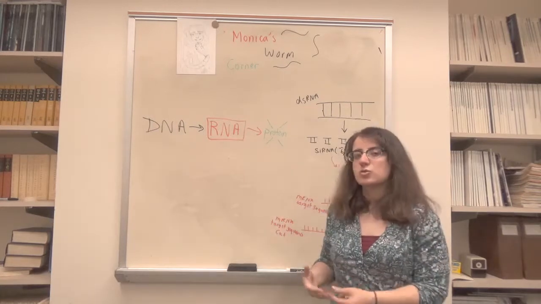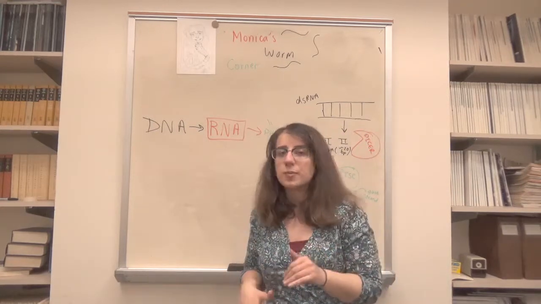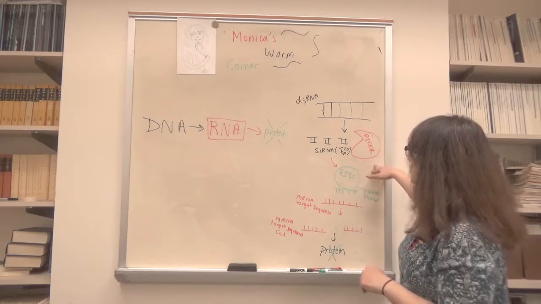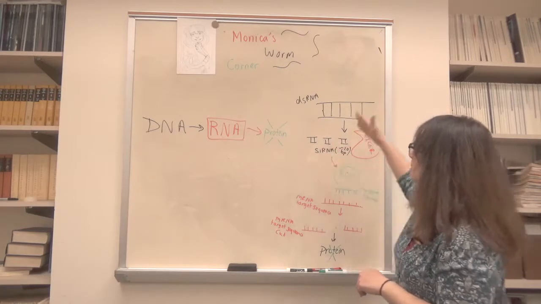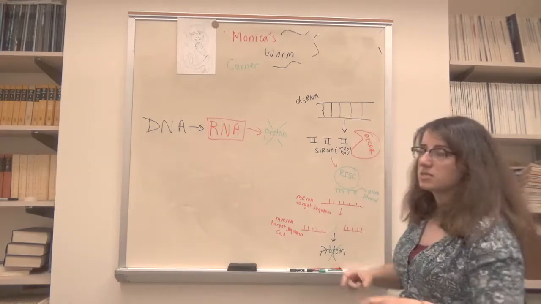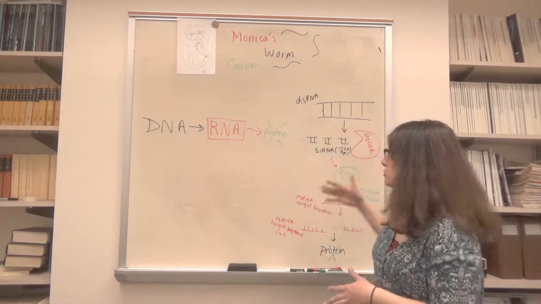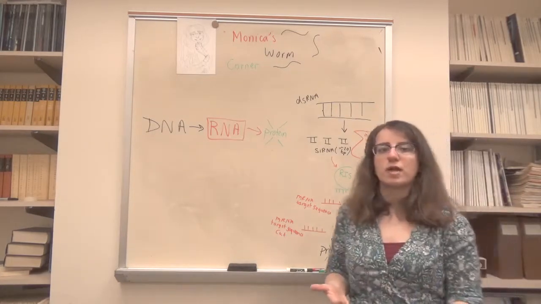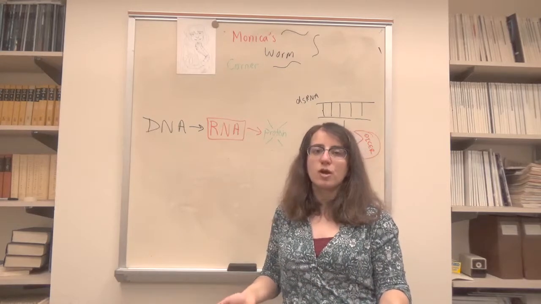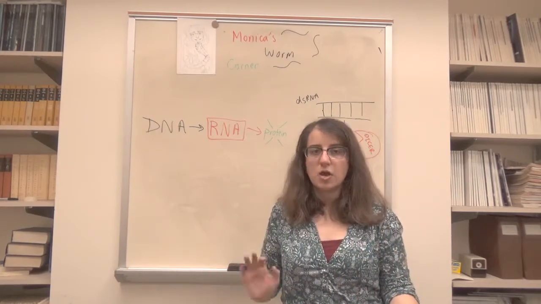And so once that double-stranded RNA enters the cytoplasm, it gets cleaved by dicer. And so what dicer will do is it'll cut this double-stranded RNA into these small fragments that are about 20 base pairs. And so these small fragments are known as small interfering RNAs, and they're called siRNAs for short.